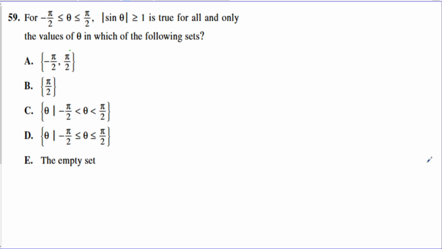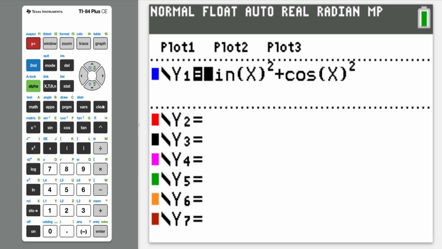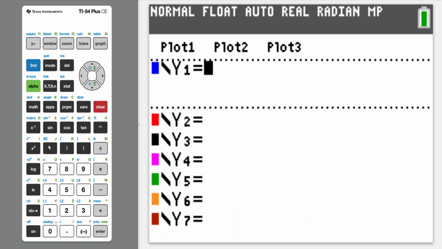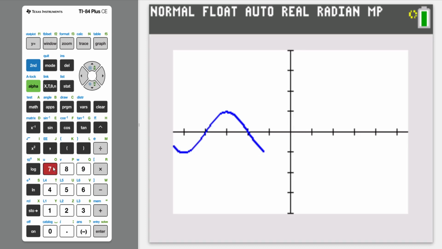So this is, again, a great calculator problem, if you haven't done a whole lot of trig prior to taking this test. Let me bring up my calculator one more time. I'm going to clear out my sine squared plus cosine squared theta, and instead I'm just going to put the sine of x in here. And again, go zoom and then hit choice number 7 for trig. And it gives me this graph.